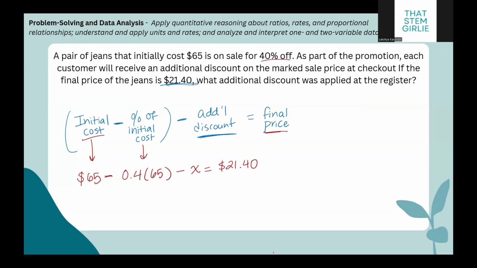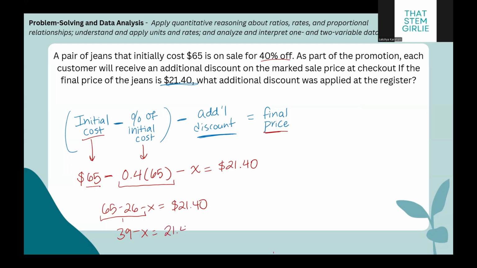So now we just have to solve this for x. So first thing I want to do is combine like terms. 65 is a constant, and whatever this number will end up being is also a constant. So first thing I'm going to do is 0.4 times 65, and that will get me 26. So we're going to do 65 minus 26 minus x equals 21.40. Again, combining like terms here, 65 minus 26 is 39.